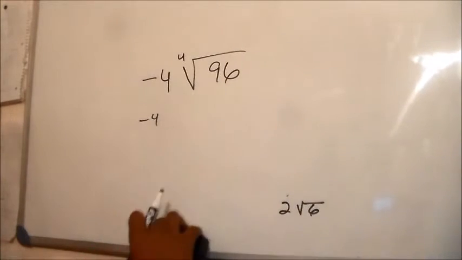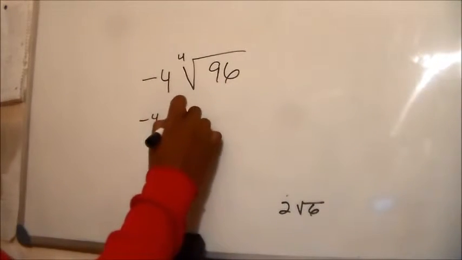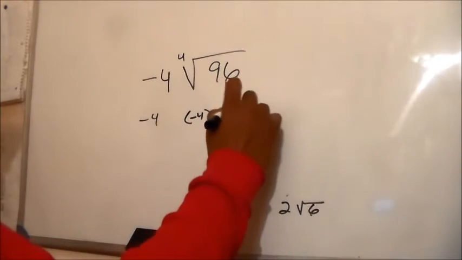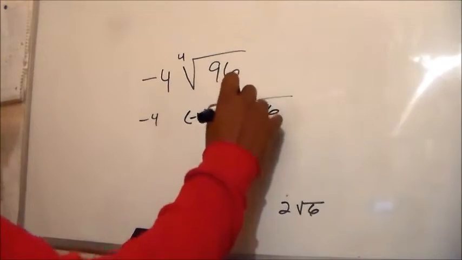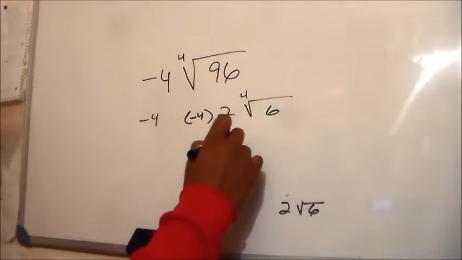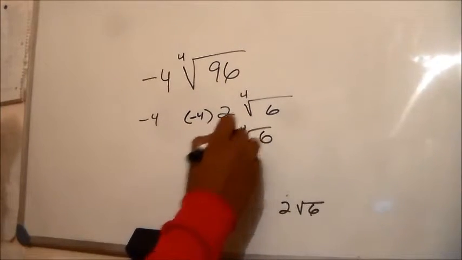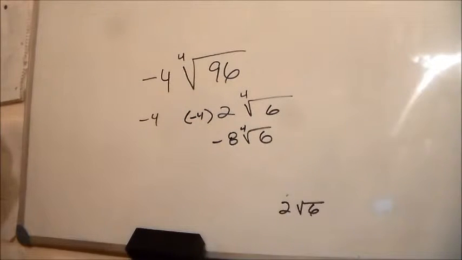Basically our answer, but we had some stuff out here we had to deal with, like the negative 4. 2 came out, root 6, times 4. So it's negative 8 root 6, is our final answer. And that's the fourth root: negative 8, fourth root 6.